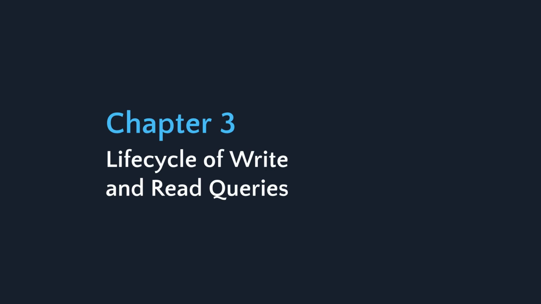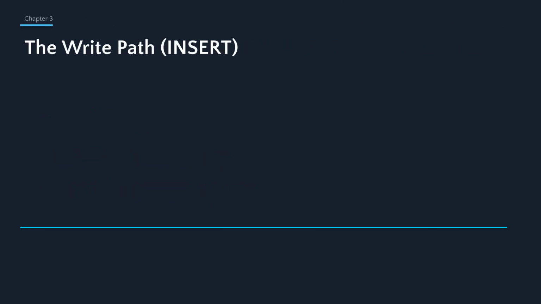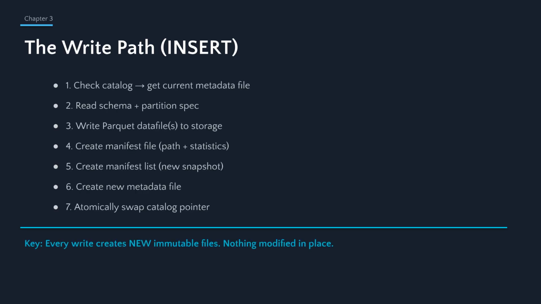Chapter 3. Now we get to see the architecture in action. We're going to trace exactly what happens, step by step, when you write data to and read data from an Iceberg table. This is where the theory becomes real. Let's start with the simplest write operation, create table.